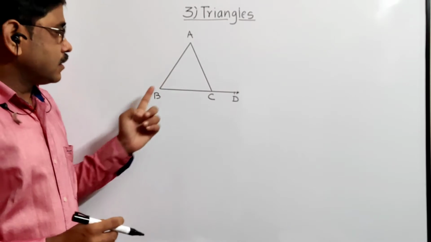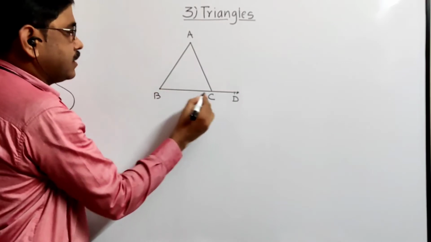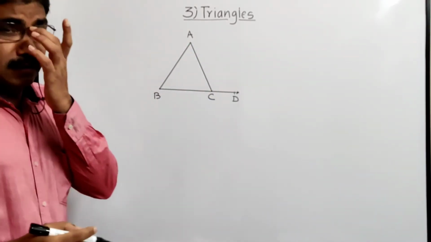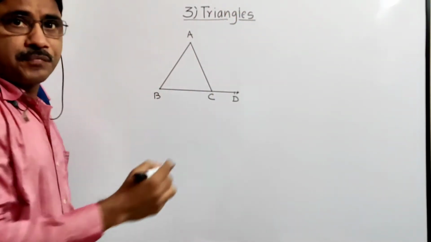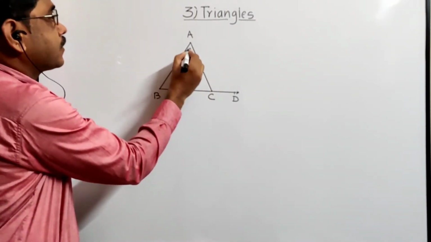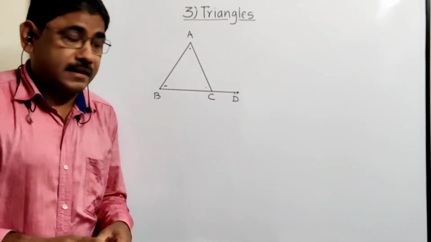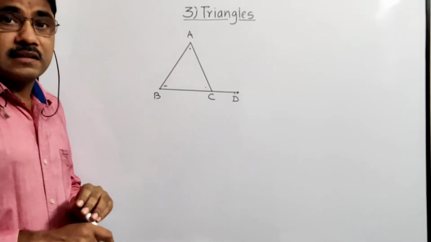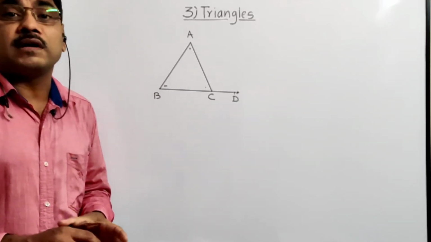So friends, here if we draw three non-collinear points A, B, C, and if we join them, then we get a triangle. Triangle means three angles. The figure having three angles. This angle A, angle B, and angle C. These are the angles of a triangle. These are sides. Side AB, side BC, and side AC. These are the sides of the triangle. And A, B, C are called vertices of a triangle.